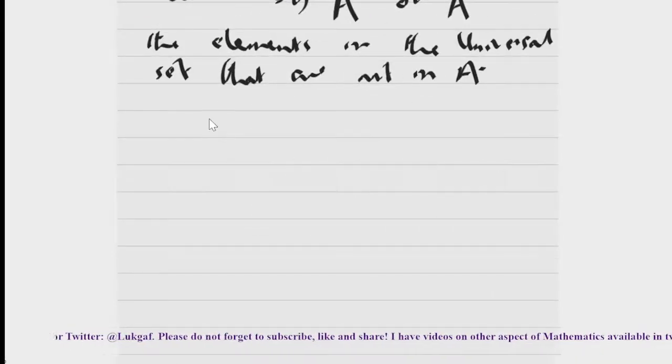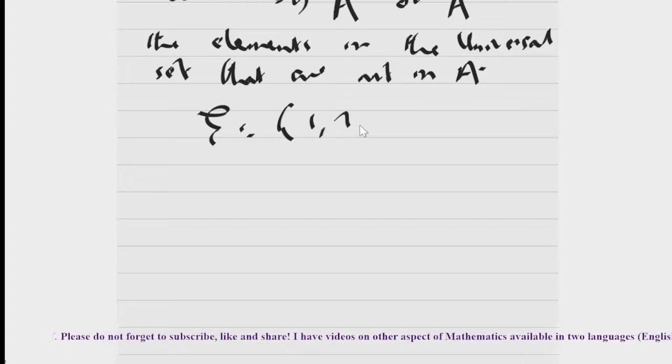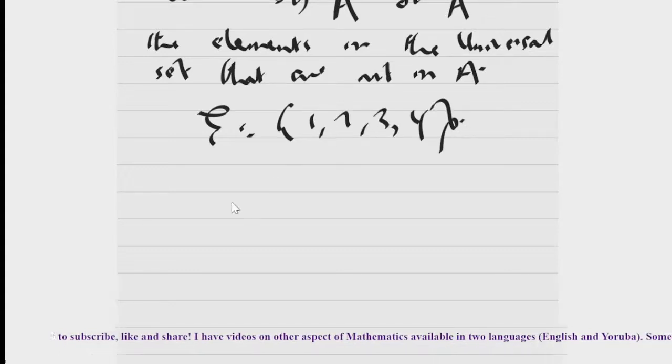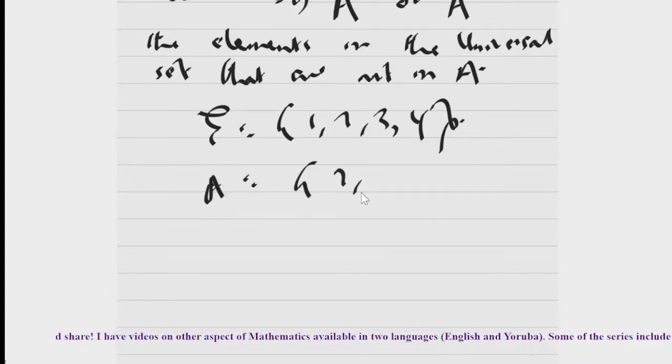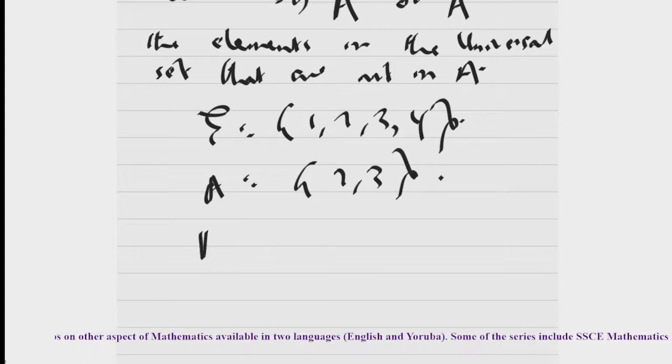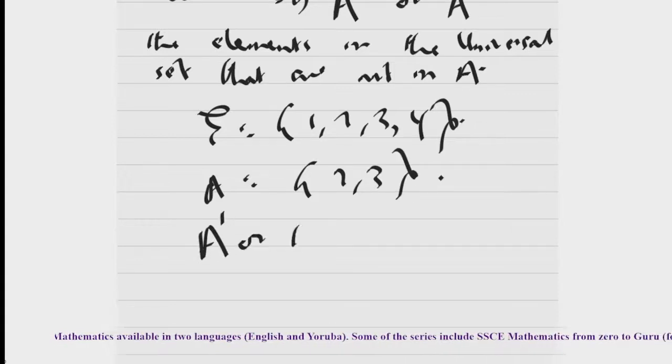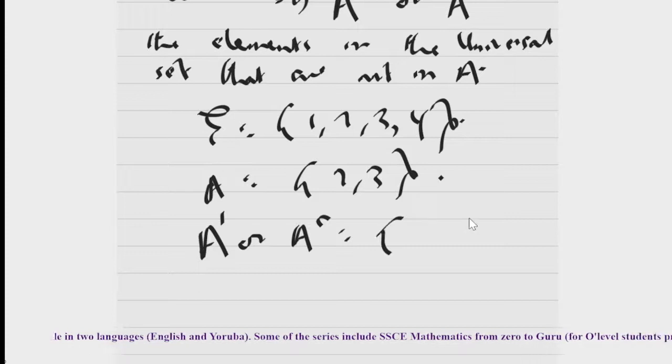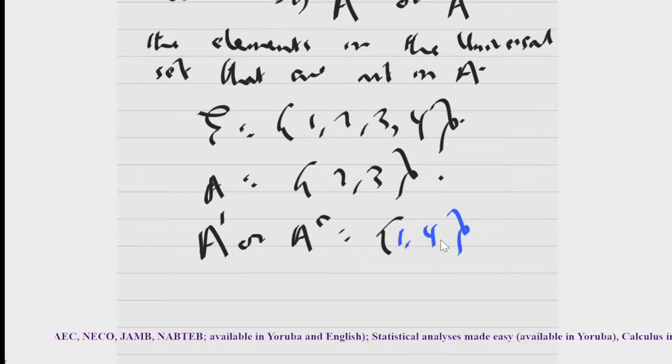For example, if you have your universal set to be 1, 2, 3, 4, and your A is 2, 3, then what is the complement of A, denoted by A prime or A^C? What are the elements in the universal set that are not in A? You can see 2, 3 are both in A. Then what are those in the universal set that are not in A? That's 1, 4.